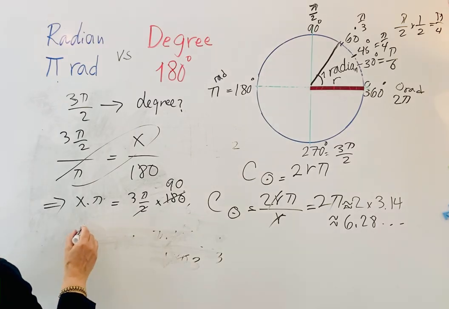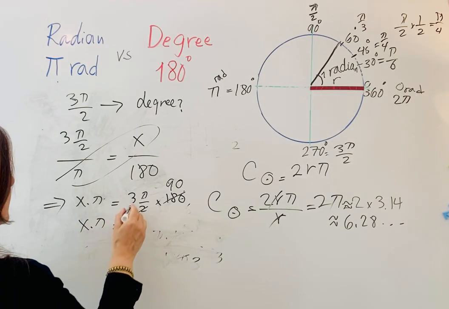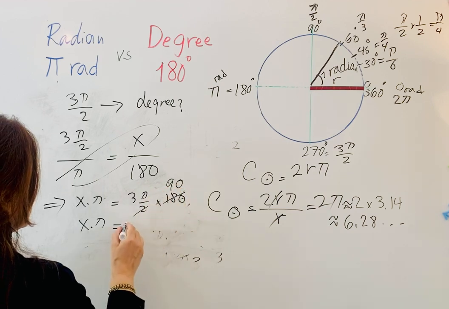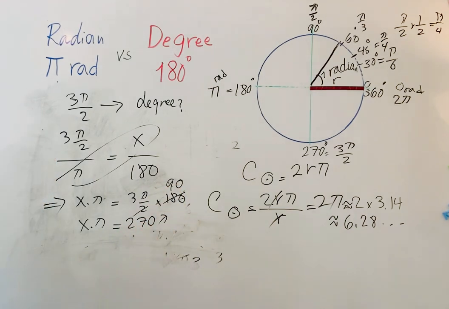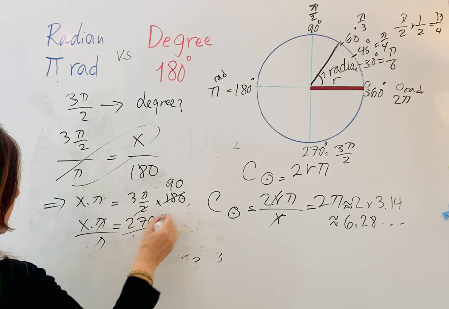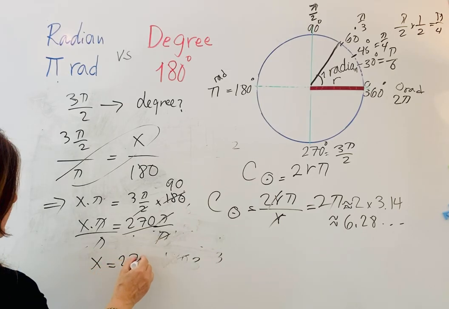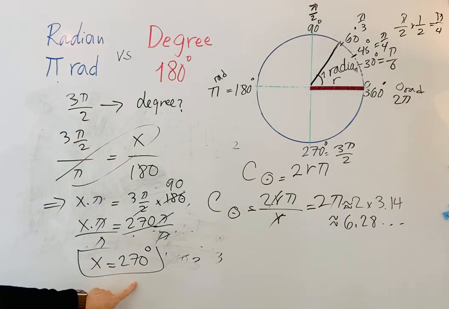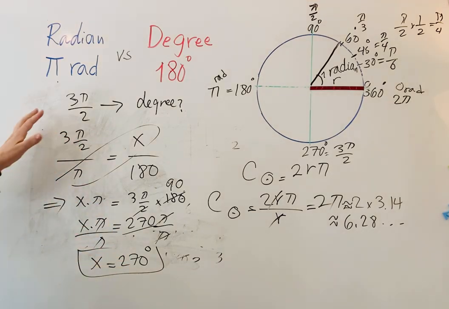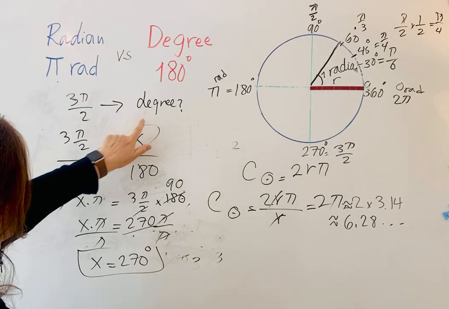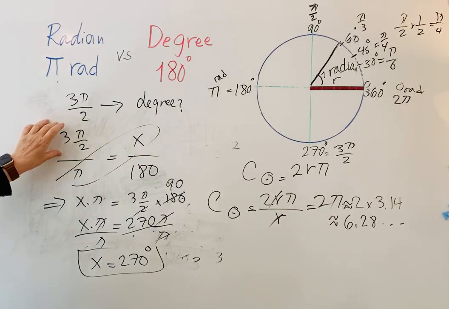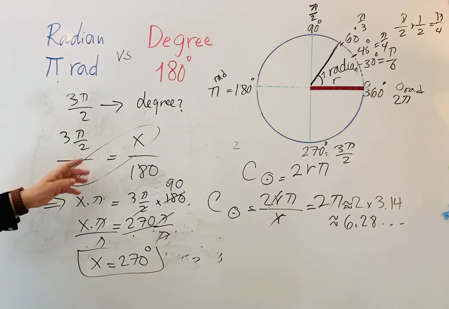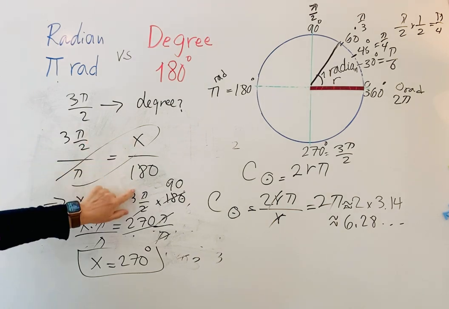So x pi equals 3 pi times 90, which is 270 pi. Pi divided by pi, so x equals 270 degrees. This is from radian to degree. You can make a proportion: 3 pi over 2 in radian, how much is it in degrees? 3 pi over 2 over pi is the same proportion as x over 180, and do this.